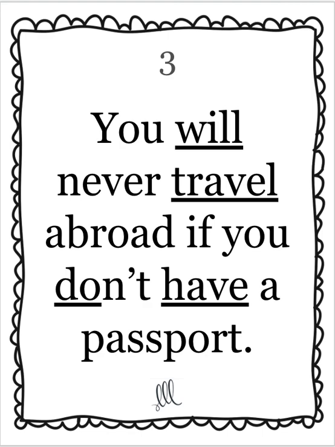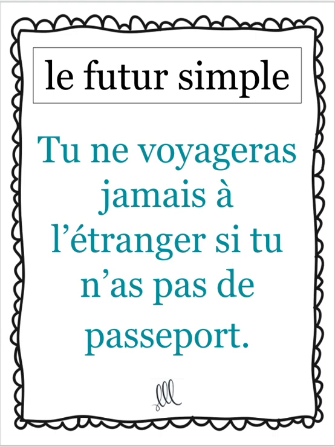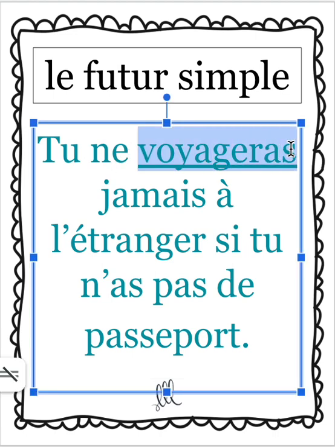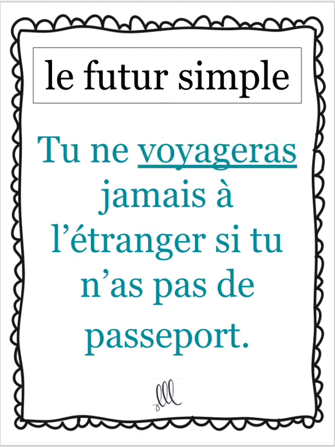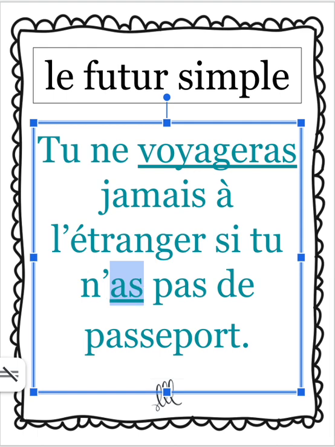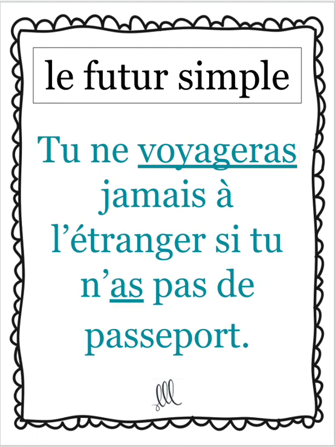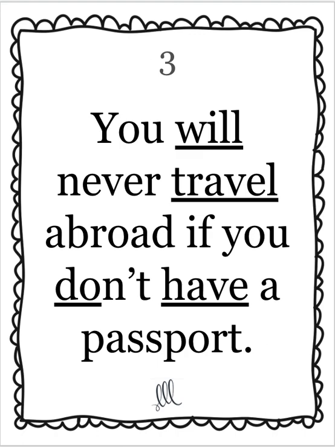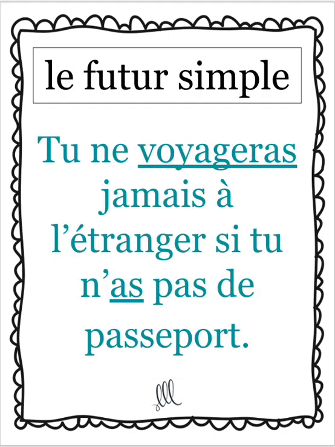So in the first part, we're going to use le futur simple. Tu ne voyageras jamais. Now here you have your negation, never, right? Tu ne voyageras jamais à l'étranger si tu n'as pas de passeport. So that's just the simple present tense. Remember what that means. You will never travel abroad if you do not have a passport. Abroad is à l'étranger. Allez, numéro 4.